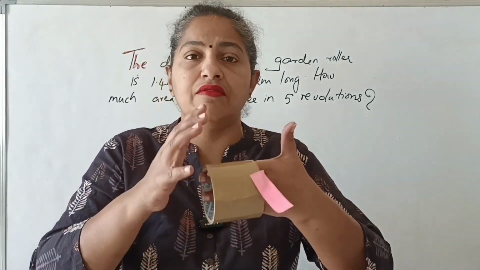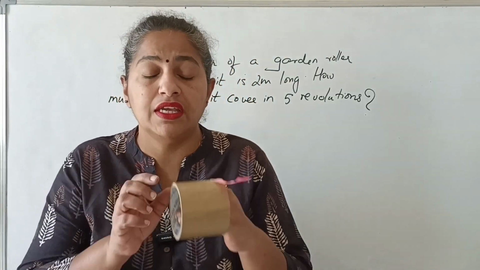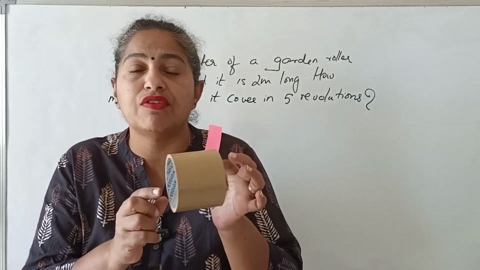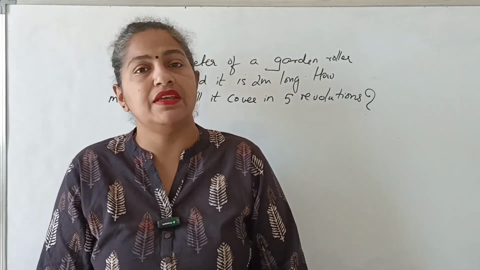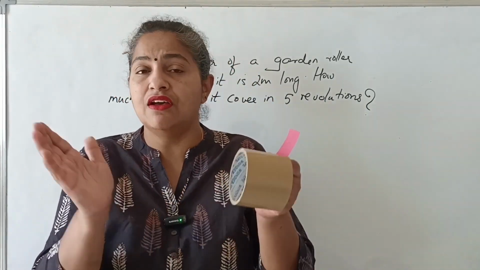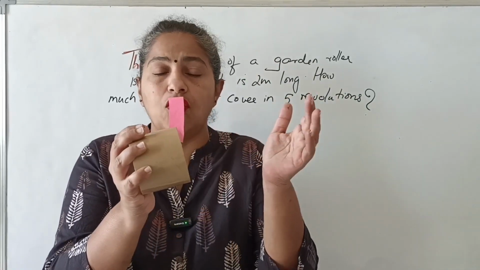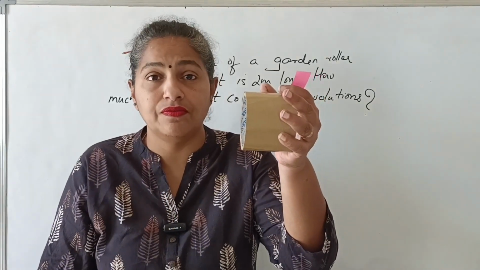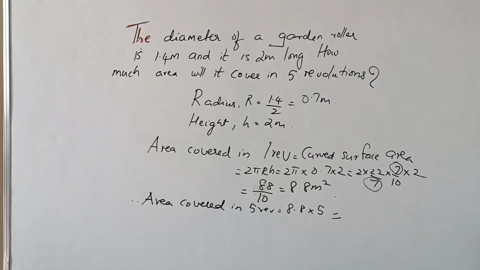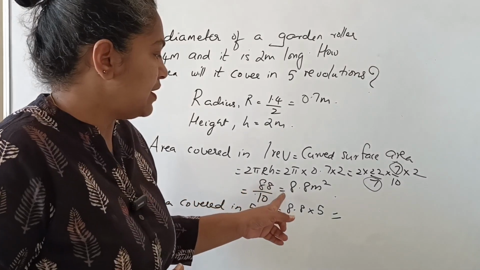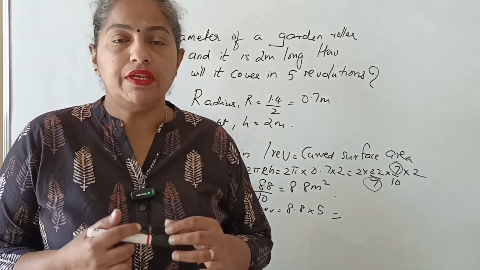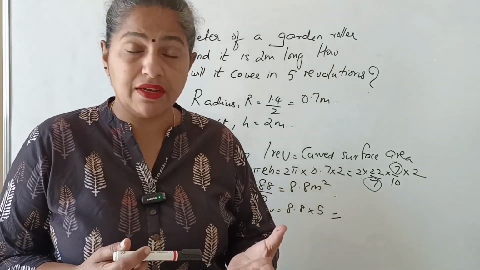So for one revolution, one curved surface area is getting covered. So in 5 revolutions, 5 times the curved surface area is getting covered. In this particular case, we are not bothered about the base or the other end of the garden roller, because it is not touching the ground at all. Here I have completed the sum and found the area covered in one revolution. 2 pi RH, I have got it as 8.8 meters square. So the area covered in 5 revolutions is 8.8 into 5. Now let us move on to the next sum.